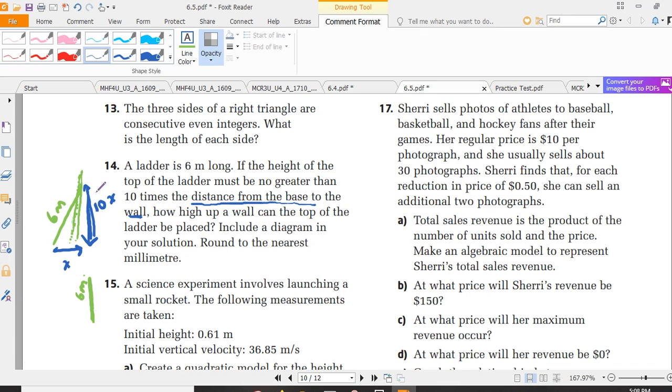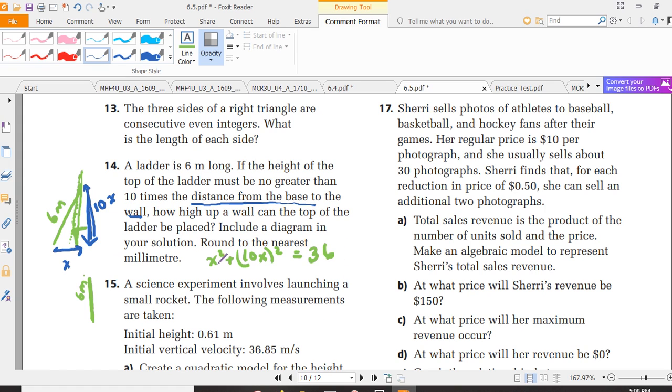So the criteria that we want to follow is that this distance from the wall must be 1/10 of the height of the ladder up along the wall. Okay, so that's how we would set up this equation. Now to solve this, I immediately notice it's a right-angled triangle. So when I see a right-angled triangle, I should be thinking Pythagoras. Okay, so then I know I have a squared, or x squared, plus b squared, plus 10x squared is equal to 6 squared, or 36.